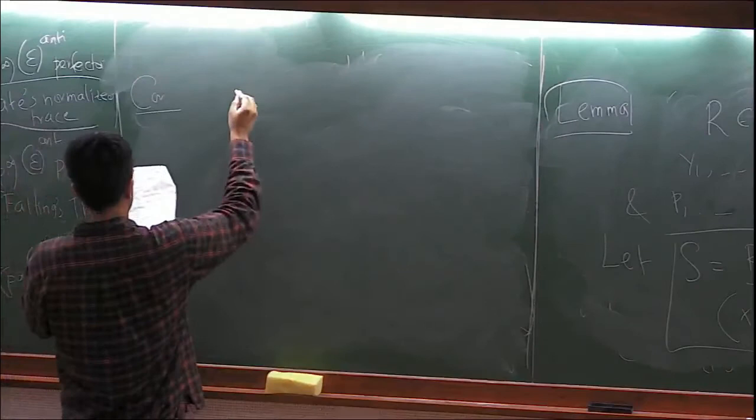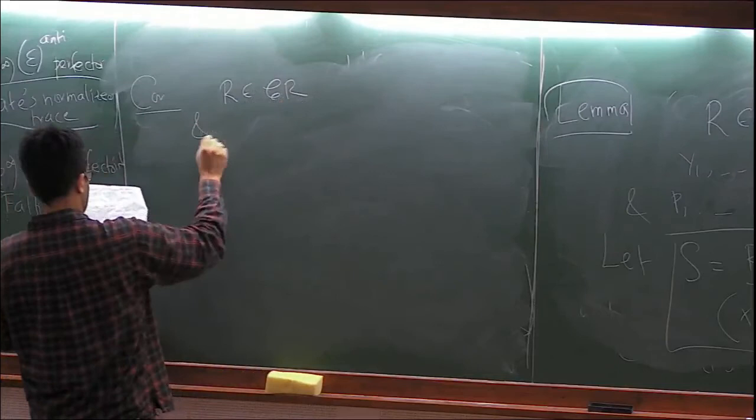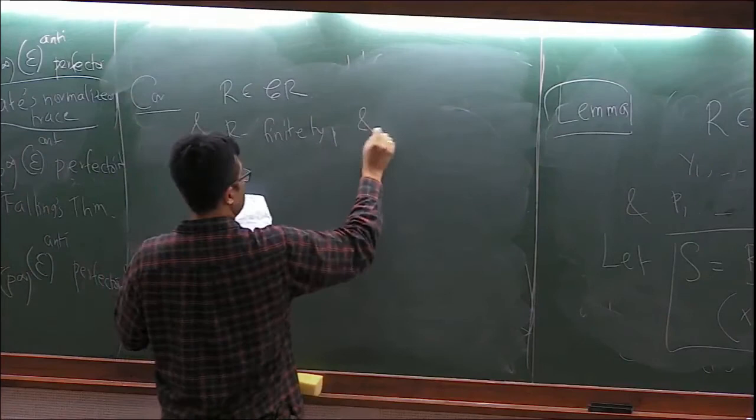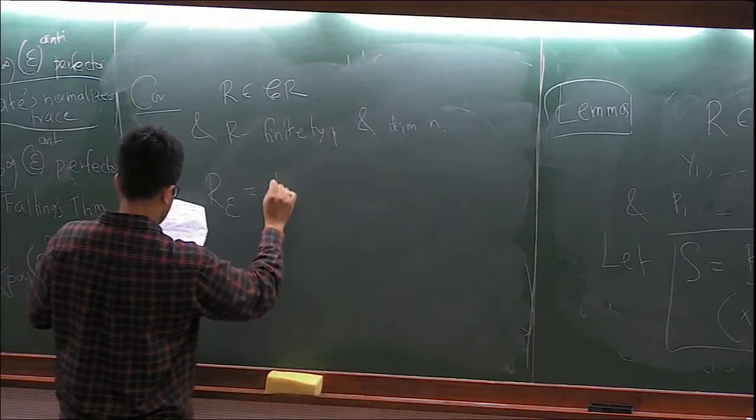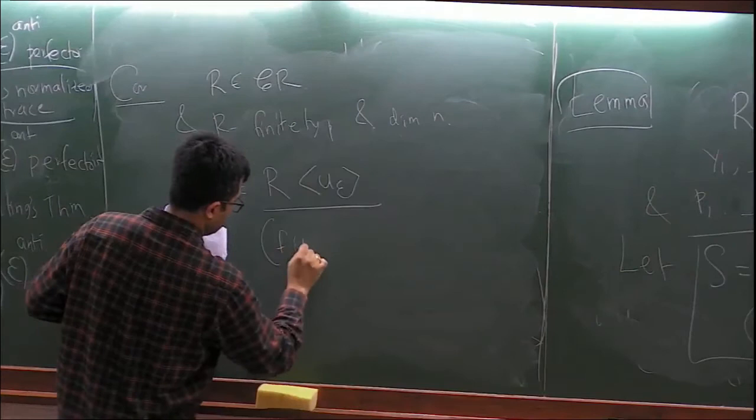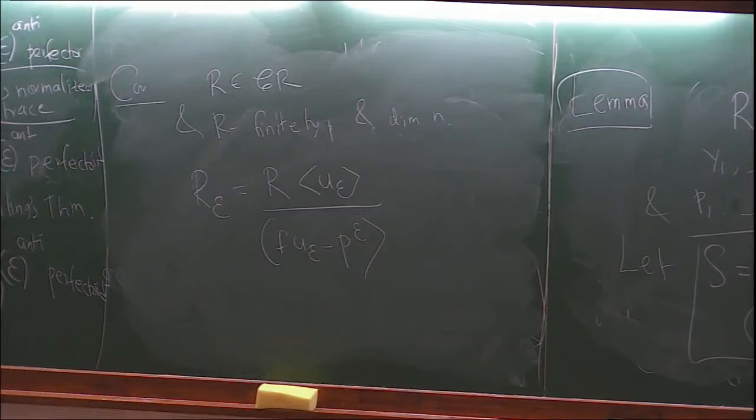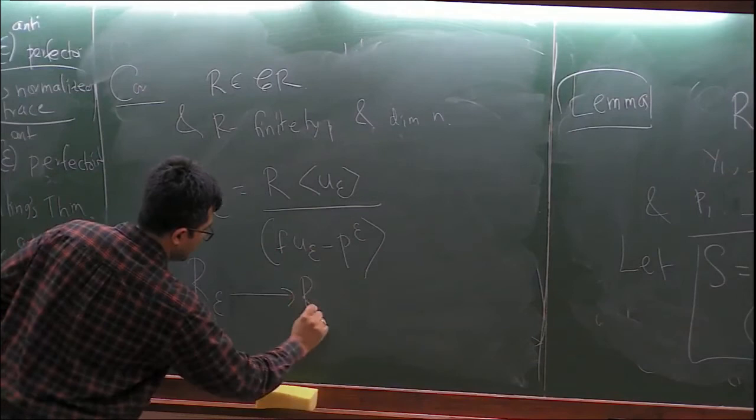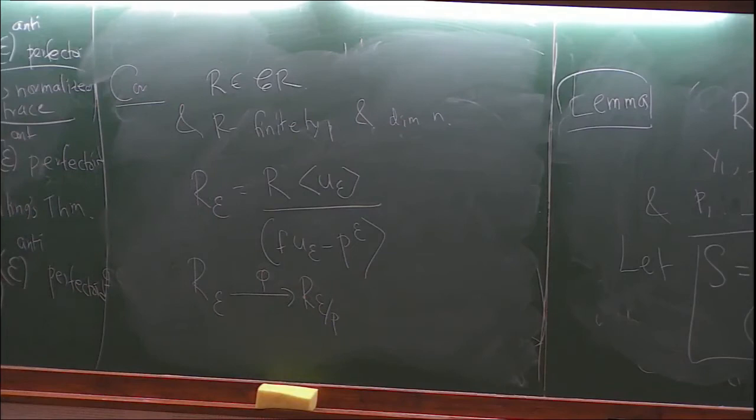So let's take R belongs to C of R, and R of finite type, dimension n. And I define this R epsilon to be just R. I want to get some information about what will happen with the map R epsilon to phi. So now, this hypothesis, I'm going to use this 1 and 2.